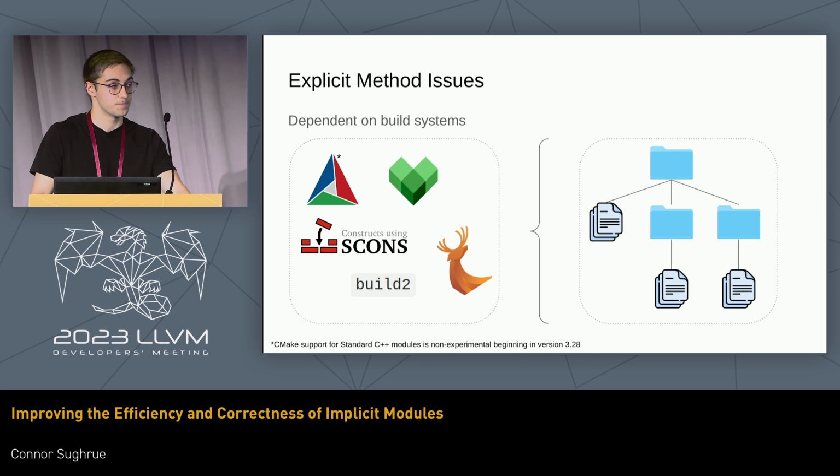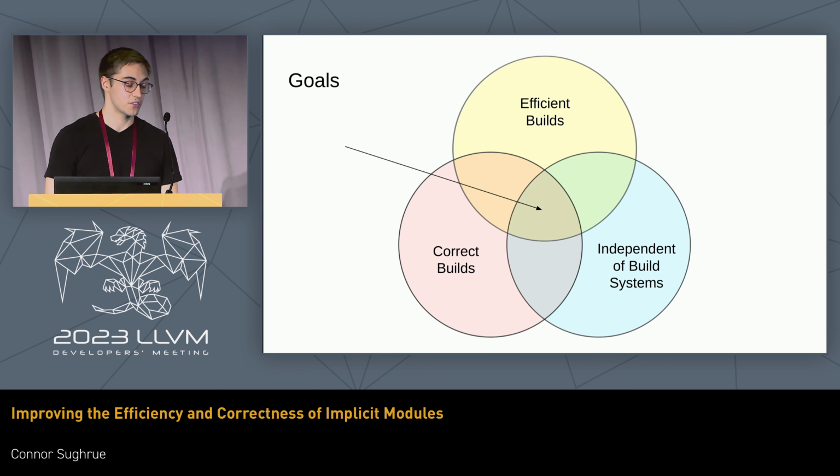This is just a little bit less than ideal, especially if we want to make sure that modules are easy to access. And then lastly, it's a big ask to ask all build systems to support Clang modules and standard C++ modules, especially when that might include supporting dynamic tasks. So we're kind of at this crossroads where we can have correct and efficient builds, but then we're reliant on this third-party system. So what I've been working on is trying to find a sweet spot where we can have correct and efficient builds and still be independent of a build system.